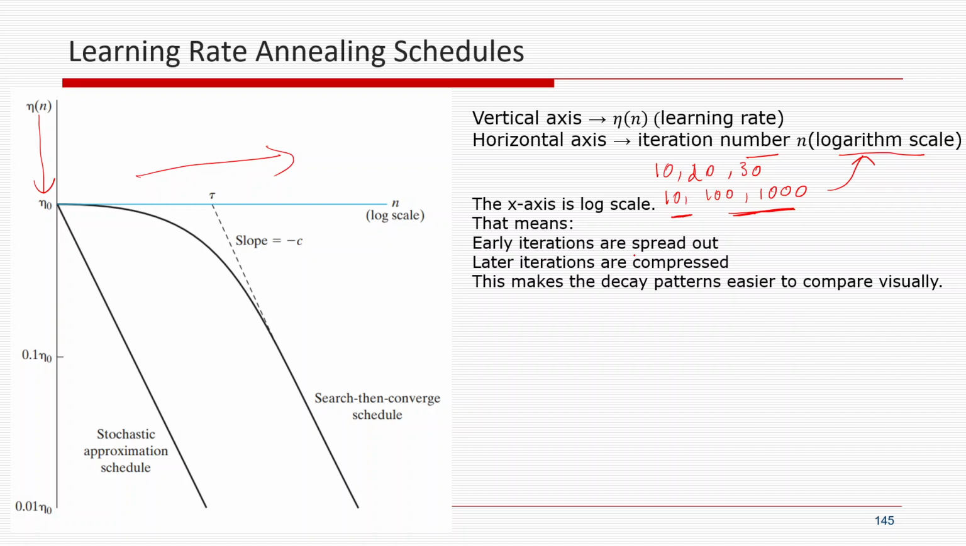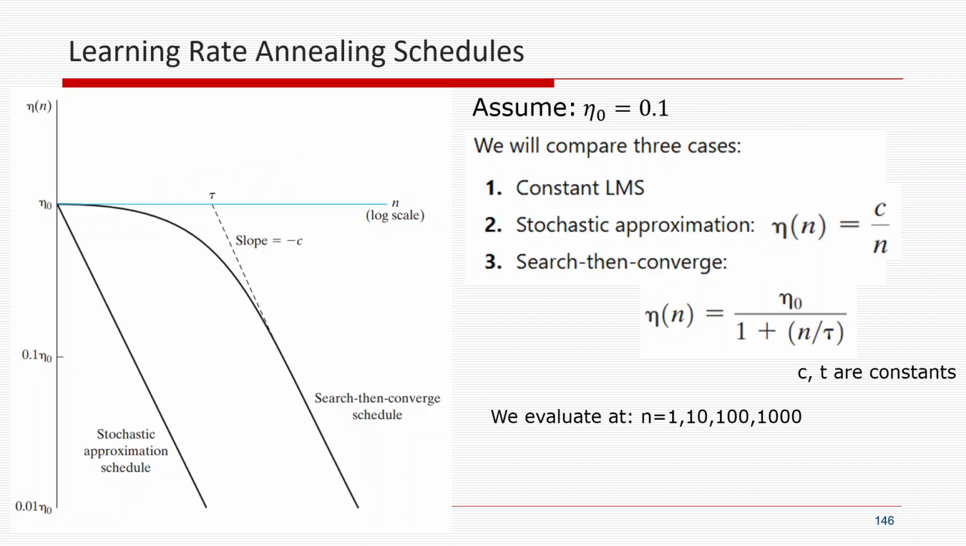That means early iterations are spread out, because in the log scale, if it is 10, 100, and 1000, at the start it is spread out. It is small. Later, the iterations are compressed. That is, we keep increasing in the log scale. This makes the decay patterns easier to compare visually. That's why we are using the x-axis as a log scale, which will show the visualization in terms of 10, 100, 1000, and 10,000. Now we'll understand this graph part by part.